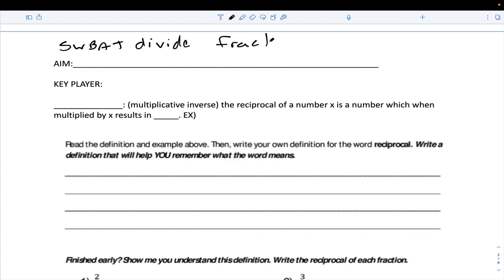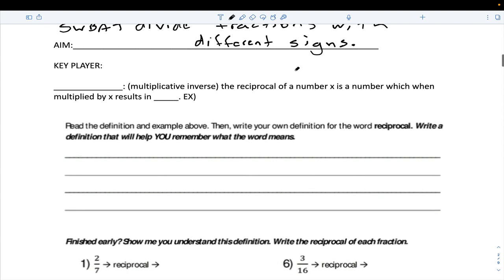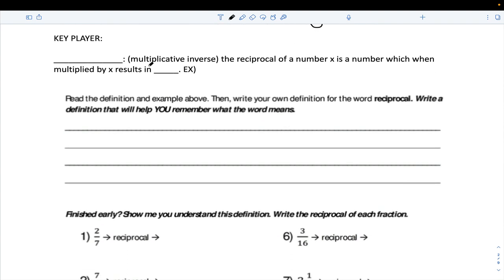Today's our last division fluency day. The next 3 days will be a huge review on all 4 types of operations and combining them all together to see if we can decipher which one is the right sign. Your key player today is someone you saw on Friday.